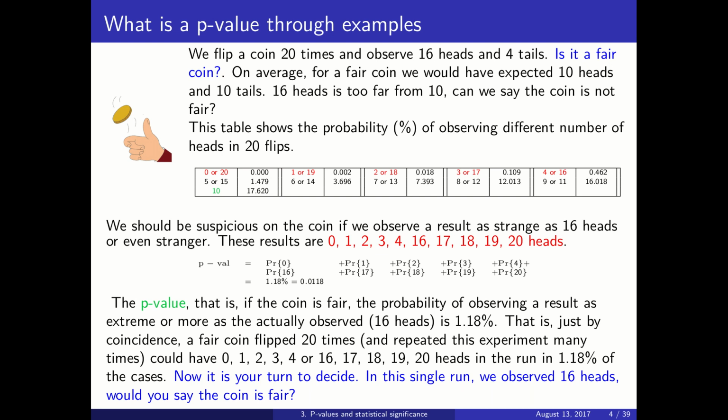Now you have to decide whether you think that this coin is fair or not. For that, typically we compare this value to a threshold. This threshold is typically 5%. If it is below the threshold, then we reject the null hypothesis. We think that it is so unlikely to observe such an extreme result if the null hypothesis is true that the null hypothesis cannot be true.